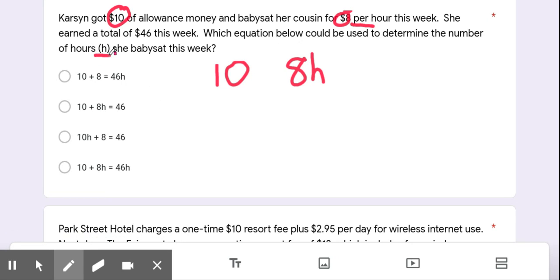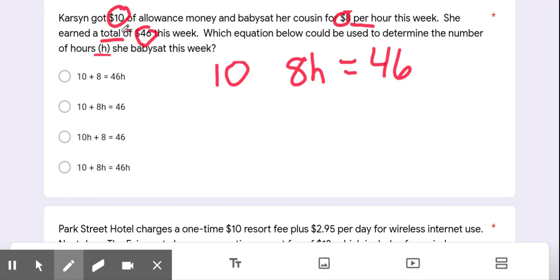So $8 per hour, okay? That "per" means I'm multiplying that 8 times the variable. And then she earned a total. Total means it's going to be an equal sign. Total of $46 this week. Which equation below could be used to determine the number of hours she babysat this week?